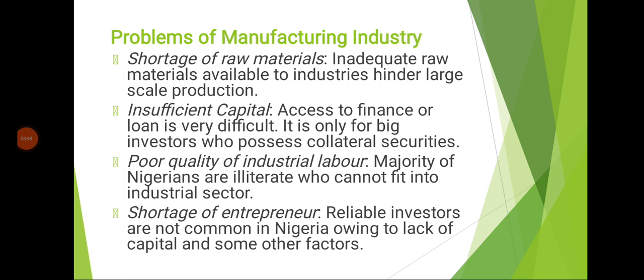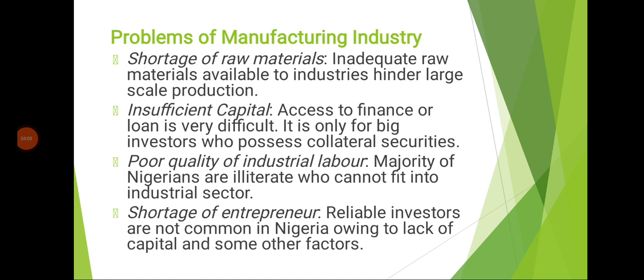Now, let's quickly look at the problems of manufacturing industries. Number 1 problem is shortage of raw materials. When we say shortage of raw materials, we're looking at inadequate raw materials available to industry. And this will do what? Hinder large-scale production.